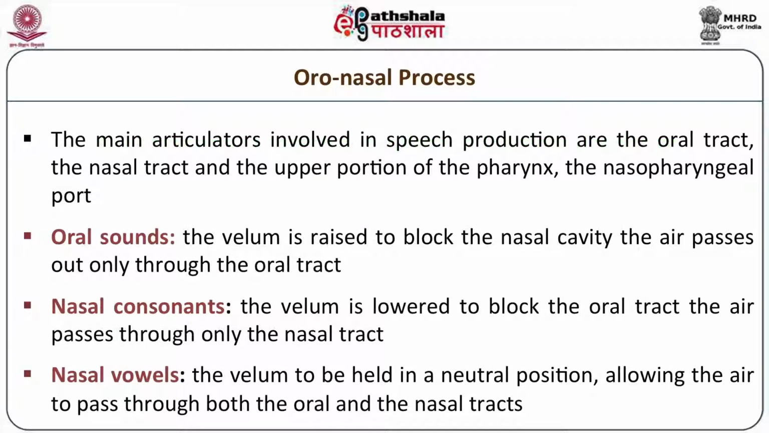So the third type of speech process is called the oronasal process. It involves the oral tract, the nasal tract, and the portion above the pharynx. All of these three differ in shapes and sizes in different languages, giving rise to different resonances. There are three types of sounds produced by the oronasal process, namely oral sounds, nasal consonants, and nasal vowels. The difference amongst them is as follows.